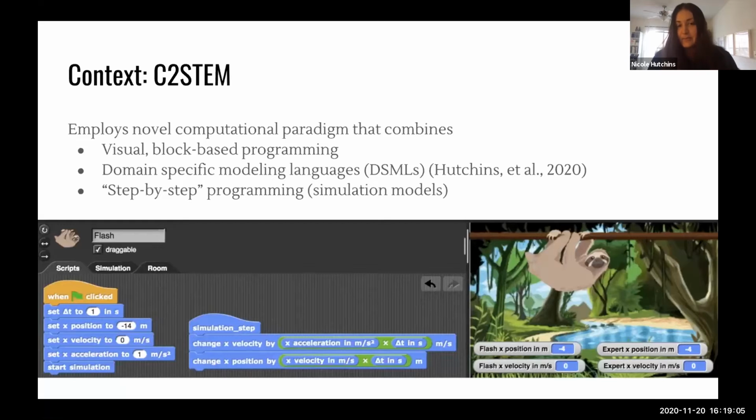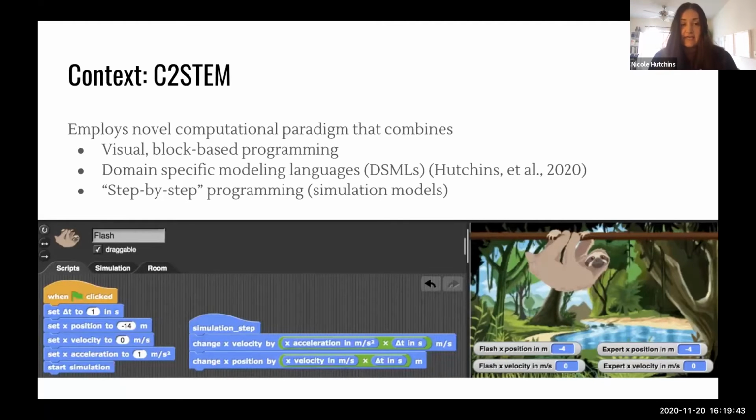This is our block-based programming environment. It's a version of NetsBlox, if you've seen that, or Snap. And what we've done is make a few key changes or additions to Snap. We've created these domain-specific modeling languages. So you can see here, our blocks are specific to physics. We also have them in earth science, marine biology, genetics, and we're working on more. So the goal is to have this self-documenting code in the language of the science that they're learning.